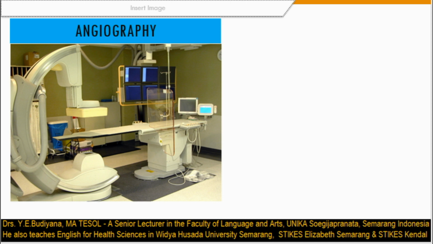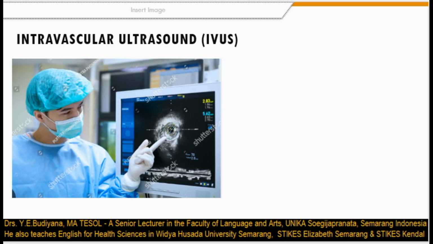Point 11 is intravascular ultrasound. Intravascular ultrasound is often used during cardiac catheterization, providing detailed images of the inside of the coronary arteries and can identify atherosclerosis. That's all about our presentation, and thank you for listening.